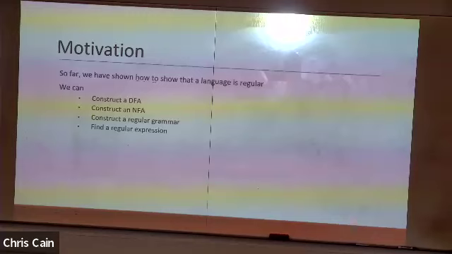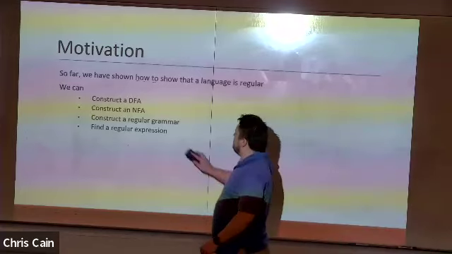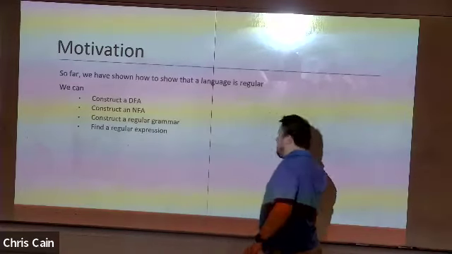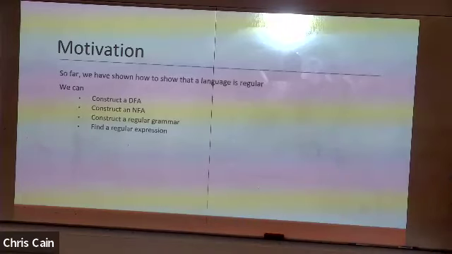So we've shown how to show that a language is regular. We can do that in one of four ways. Construct a DFA, construct an NFA, construct a regular grammar, or find a regular expression. You can do any of those things, the language is regular. I think people at this point might see where we're going. How do we show that a language is not regular?